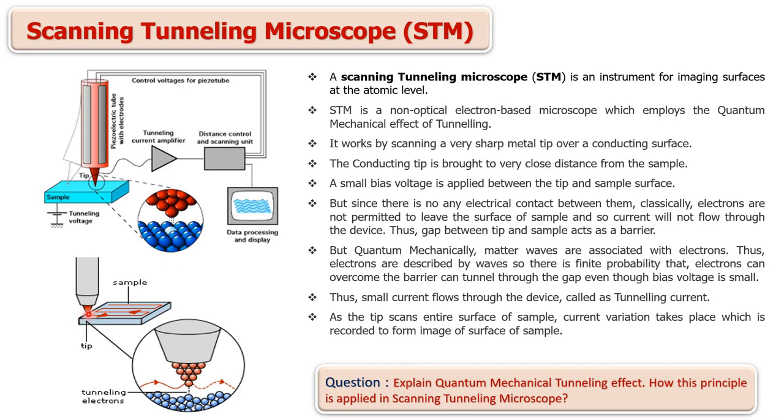Now as the tip scans the entire surface of the specimen, you know the surface geometry is not uniform. It will be like this. So somewhere current would be less, somewhere current is greater. Where the distance is less, current is greater. Where the distance between the tip and the sample is greater, current is less. In this way, current variation takes place as the tip scans the entire surface of the sample, and this current variation is recorded to form the image of the surface. So in this way, STM is used for imaging surfaces at the atomic level. All of you got it, how tunneling effect is used in STM.